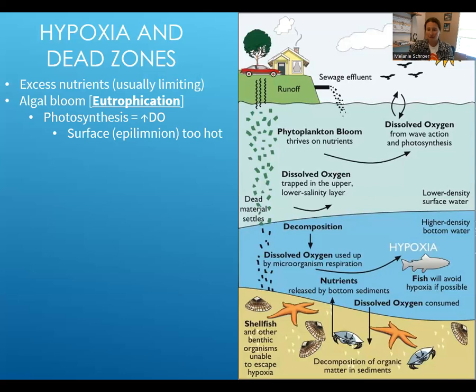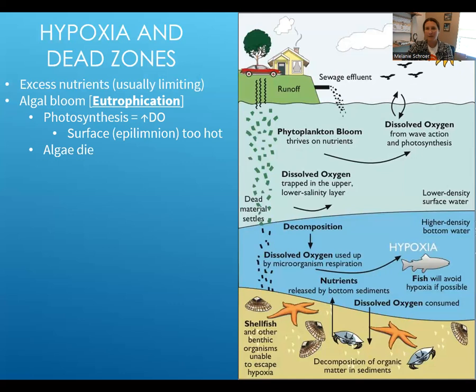However, the surface, right, the epilimnion, which we talked about before, is warm. And remember that warm water releases dissolved oxygen, has a lower dissolved oxygen content. So as soon as the phytoplankton generate this oxygen, the dissolved oxygen is going to leave the water. Okay?